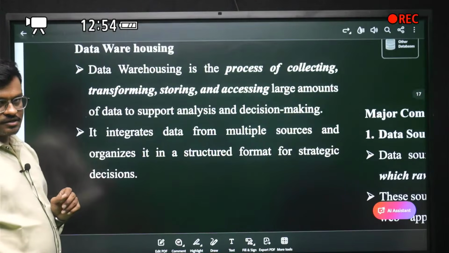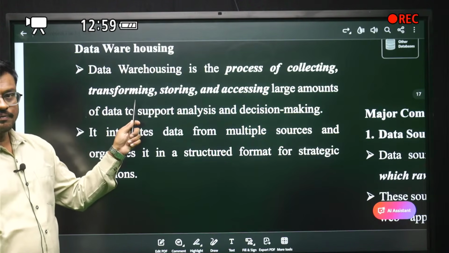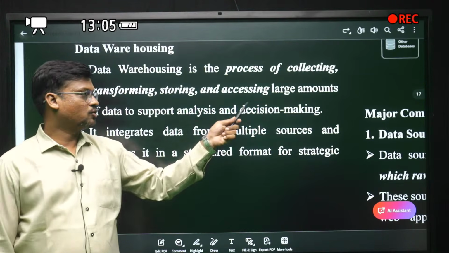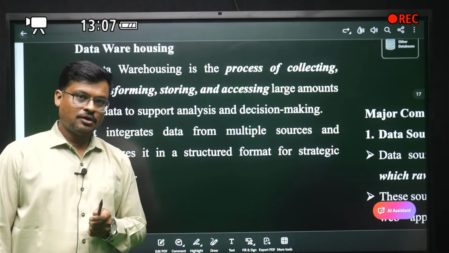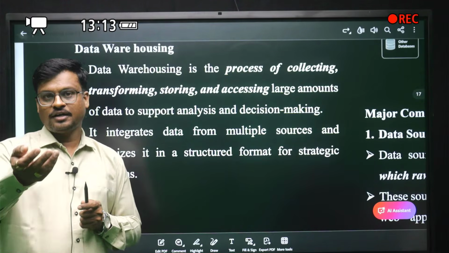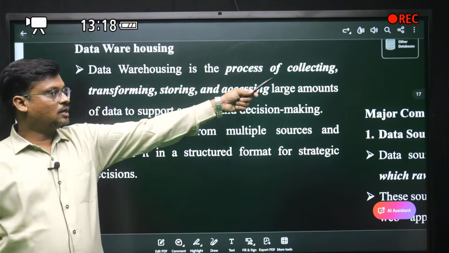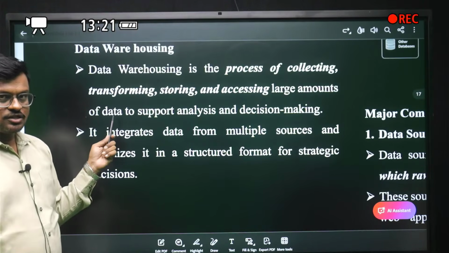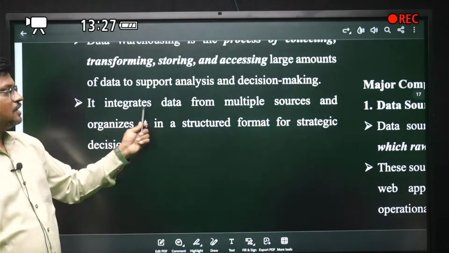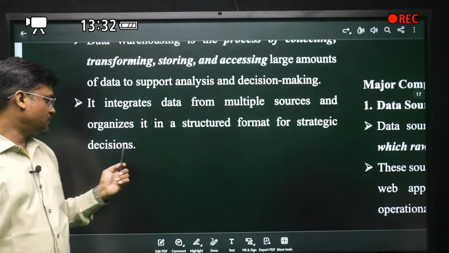What is data warehousing first? Data warehousing is a process of collecting, transforming, storing, and accessing large amounts of data to support your decision making. You will be able to collect time-variant, non-volatile, subject-oriented data from various resources. That is called your data warehouse. Not only collecting, you will be transforming it, reducing it, cleaning it, storing and accessing the large amounts of data. It integrates data from multiple resources and organizes it in a structured format for strategic decisions.